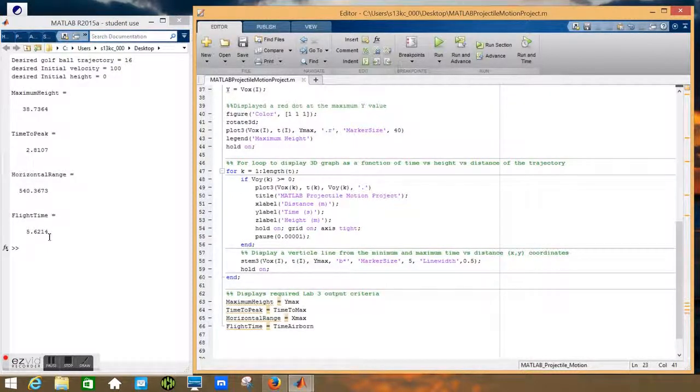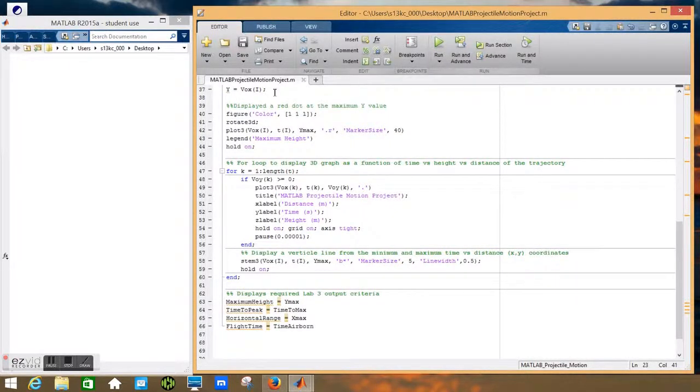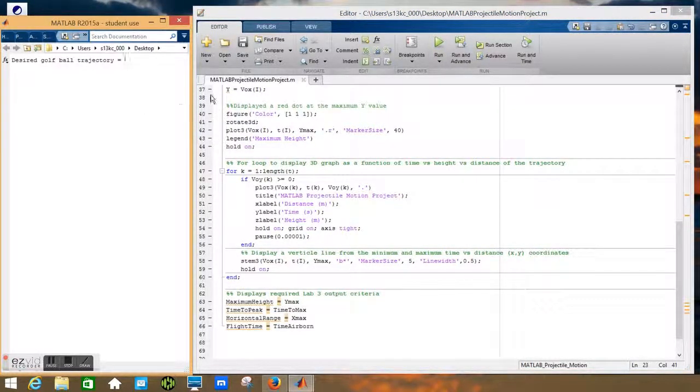I'm going to do one more example here with a little bit bigger golf ball trajectory. We'll just do 45. Let's give it 200. Start it at 100. Let's see what happens here.